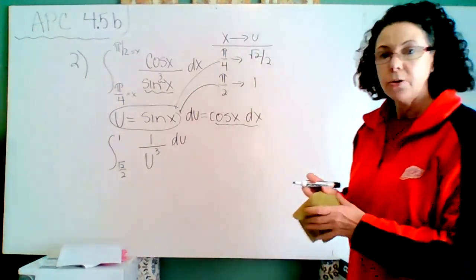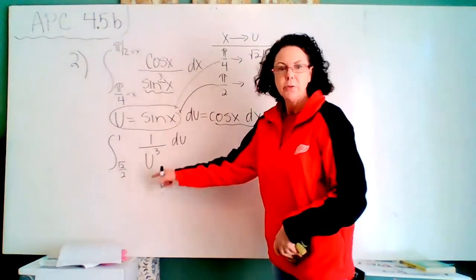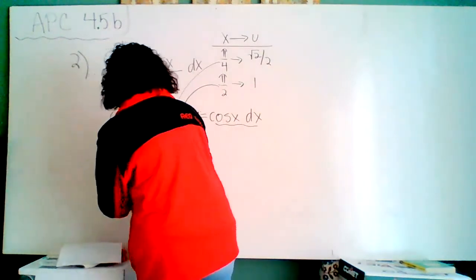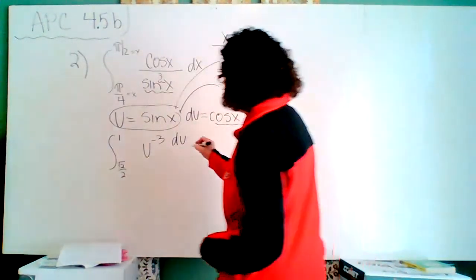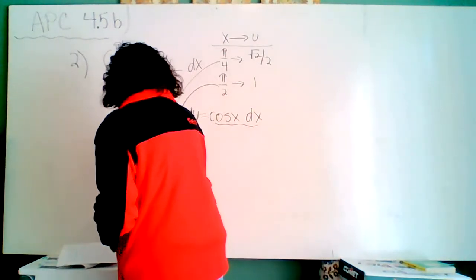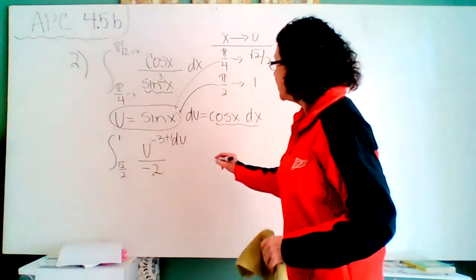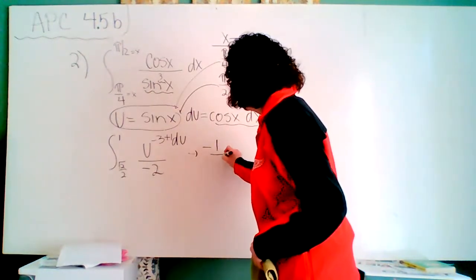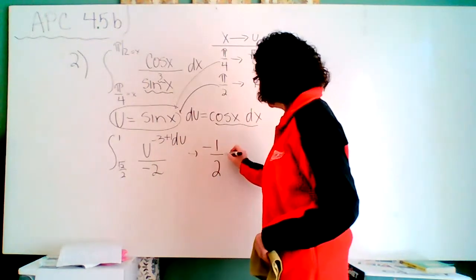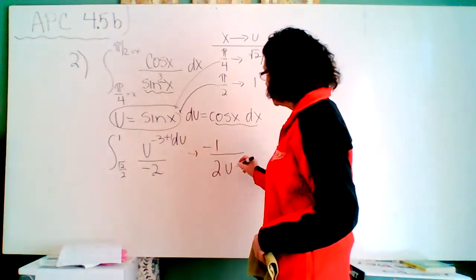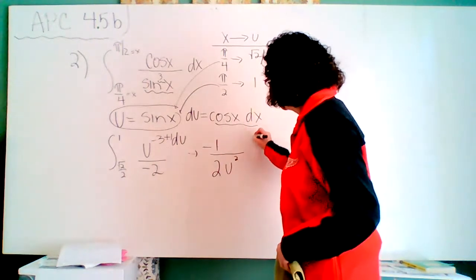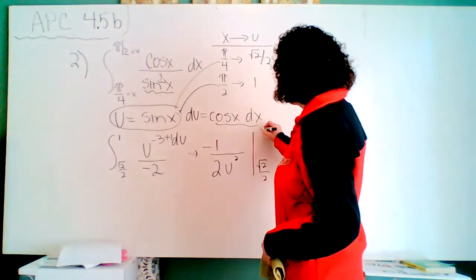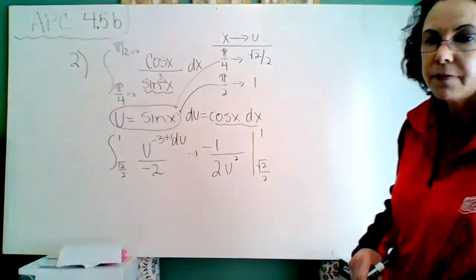So I'm going to integrate now. If you don't mind, I'm going to write this as u to the negative 3. Now I can add 1 to the exponent and divide by the new exponent. So the expression I have, this is 1, so a negative 1/2. This is u to the negative 2, so that's a positive 2 in the denominator. I am going to evaluate it from the square root of 2 over 2 to 1. I'm going to do my f of b minus f of a.